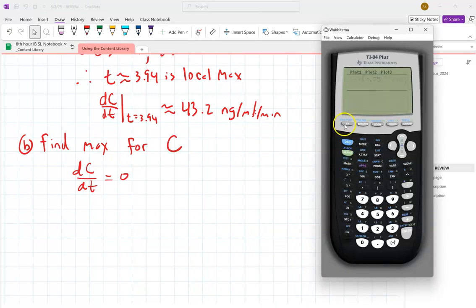So I'll go back to my calculator. I'm going to turn on y1 now and turn off y2. Hit graph. Again, all I'm looking for is an x-intercept here.